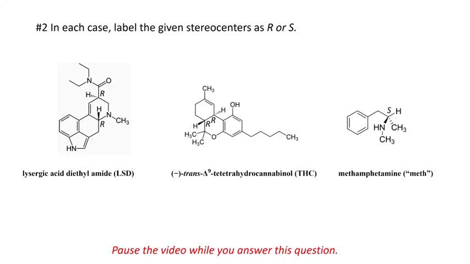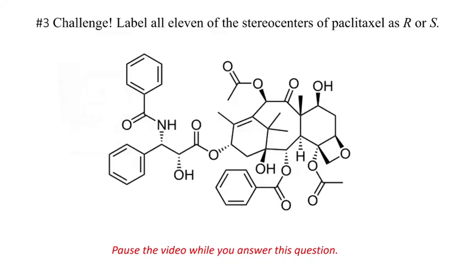There you go. What do you think? A little harder, right? Okay, how about a real challenge? Label all 11 of the stereocenters of paclitaxel as R or S. All right, this is kind of a bonus question. This could be really hard, but give it a try. See what you can do. Come back, and let's see what we've got.